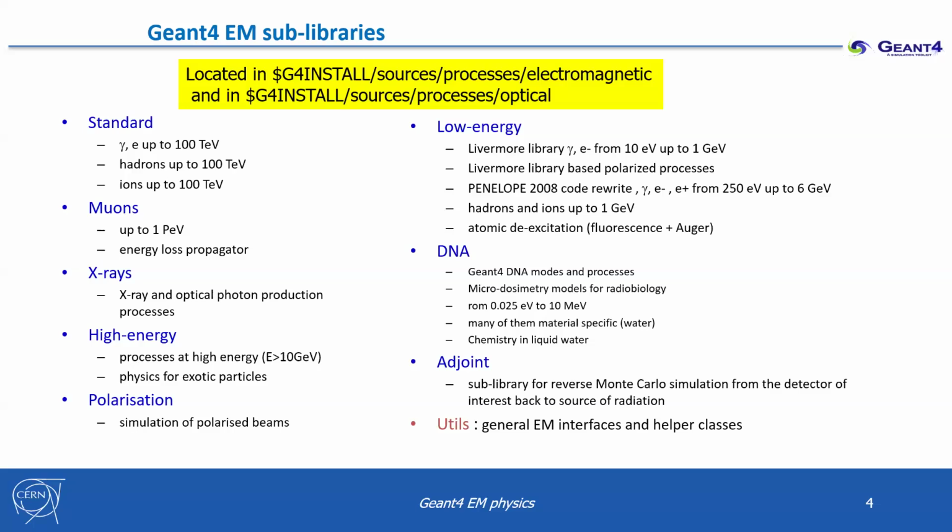There is also processes optical. It is processes for transport of optical photons. We have specialization, that those which are on left are useful for HEP, while low energy, DNA and Adjoint are more specific sublibraries.